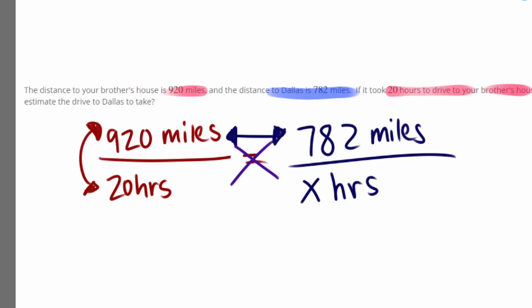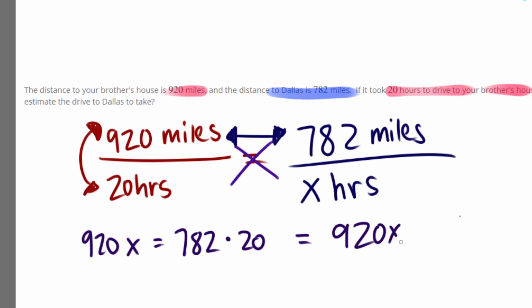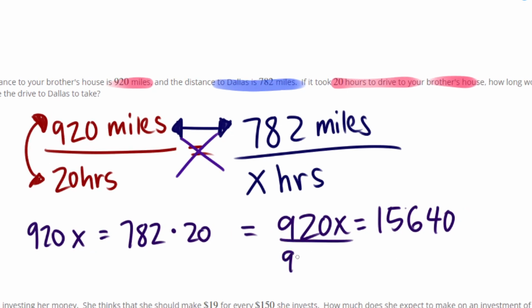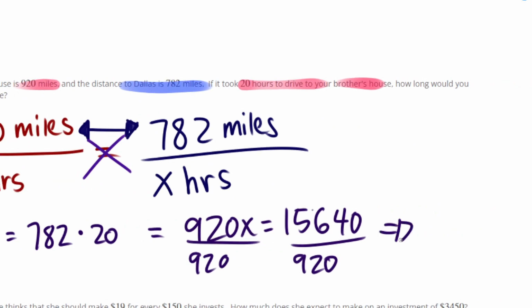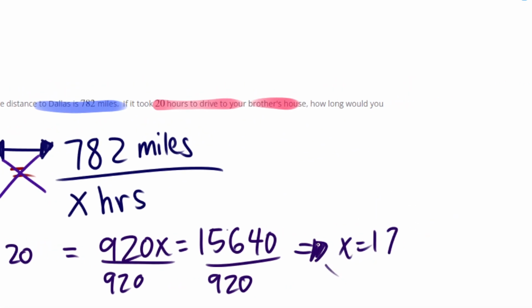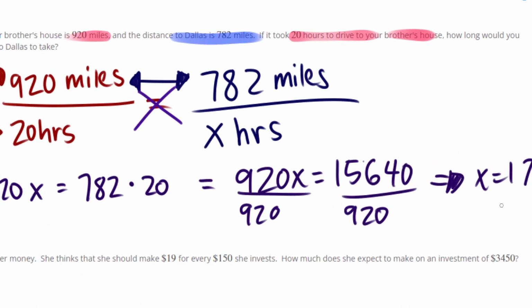So 920 miles, well, we don't need to keep the units for right now. 920X is equal to 782 times 20, which should give you 920X is equal to 15,640. And then you can divide both sides by 920 to get X by itself, which should give you 17. So X is equal to 17, which represents 17 hours. It takes 17 hours to drive to Dallas from your house.